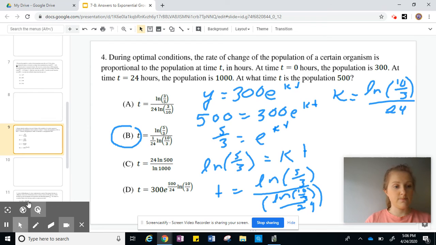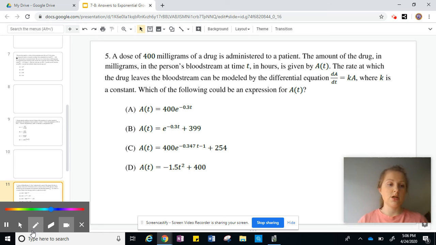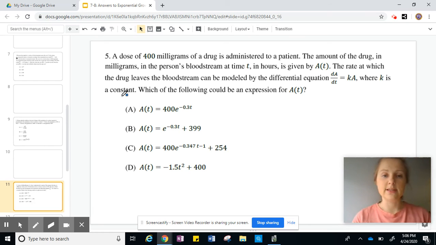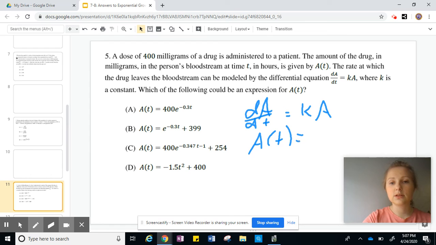So that's it for number 4. Number 5, fortunately, not a lot of work to show for this one. A dose of 400 milligrams of a drug is administered to a patient. The amount of the drug in milligrams in the person's bloodstream is given by A of t. The rate at which the drug leaves the bloodstream can be modeled by dA over dt equals k times A. Which of the following could be an expression for A of t? So dA over dt equals kA. Since it's in that form, we know that we're dealing with A of t equals C e to the k t.